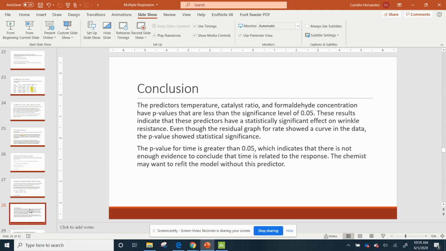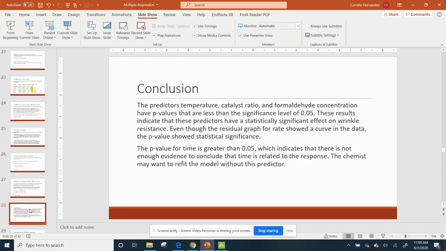Okay. So the conclusion: the predictors temperature, catalyst ratio, and formaldehyde concentration had p-values that were less than the level of significance. The results indicate these predictors have a statistically significant effect on wrinkle resistance. Even though the residual plot for rate showed a curve in the data, the p-value showed statistical significance. Again, I'm using those p-values. To me, those are right now pretty important.